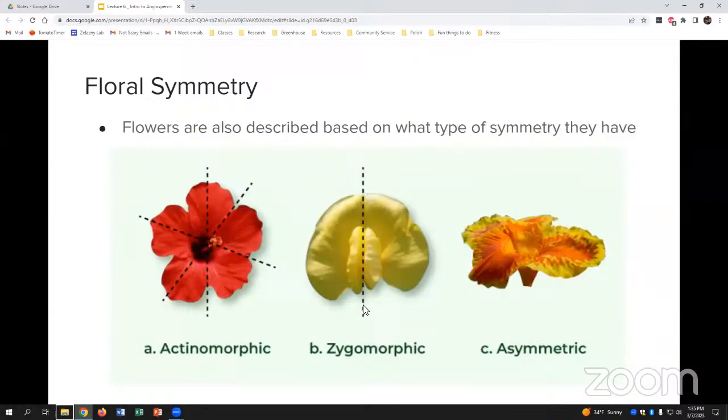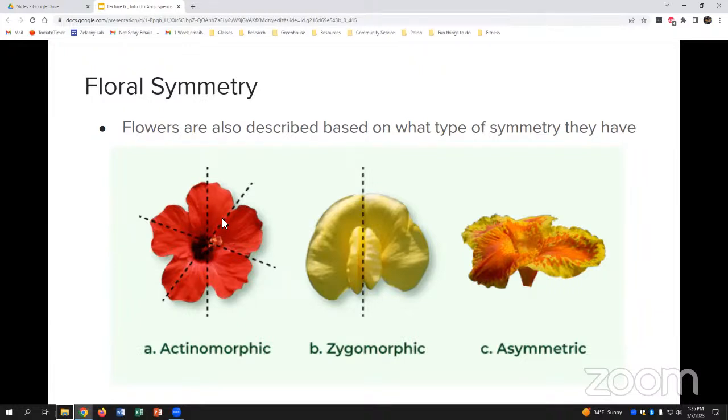Cool. Other things we can look at or describe is the symmetry of flowers. Flowers can be described as actinomorphic, which is radial symmetry, zygomorphic, which is bilateral symmetry, or just asymmetric, where you can't draw any lines. When we're talking about these types of symmetry, we're talking about drawing a line through the flower: is it the same on both sides?